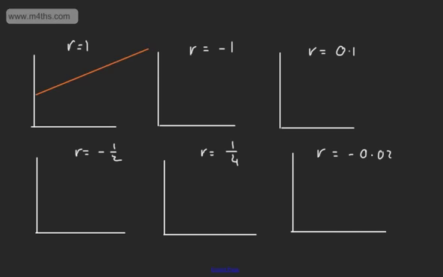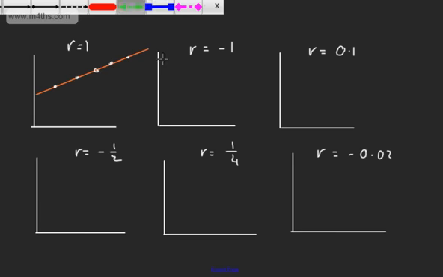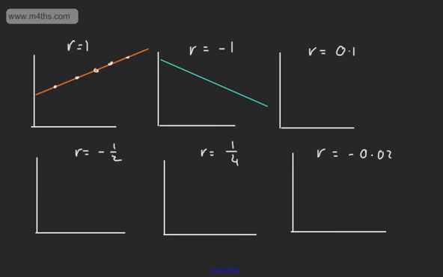As you can imagine, these are going to fit plumb along a straight line. So this is perfect positive correlation. We'll get all of our values sitting just like so. Now, if it's minus 1, we're going to get the opposite. We're going to have a straight line, and these are all going to fit bang on.